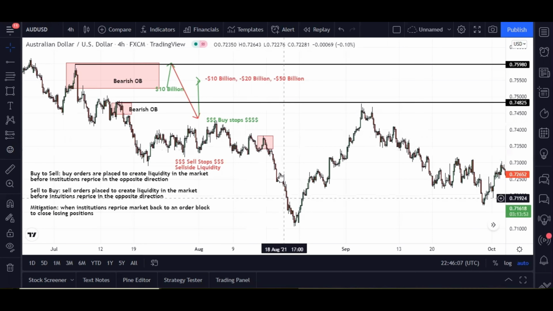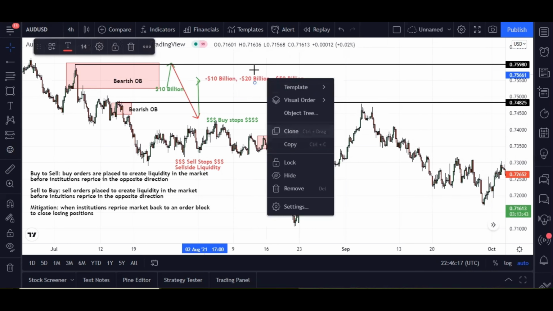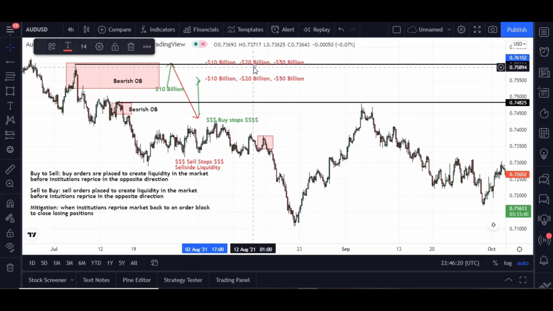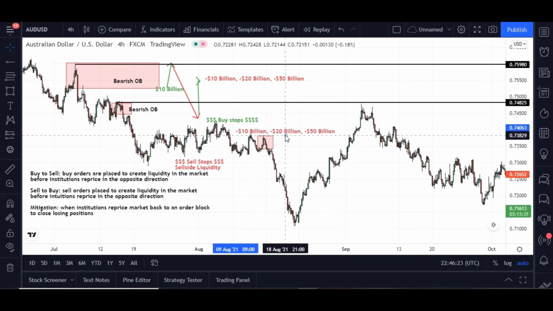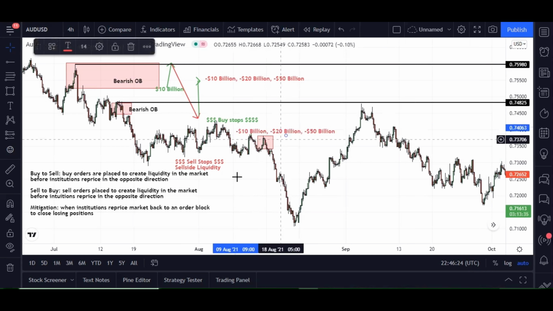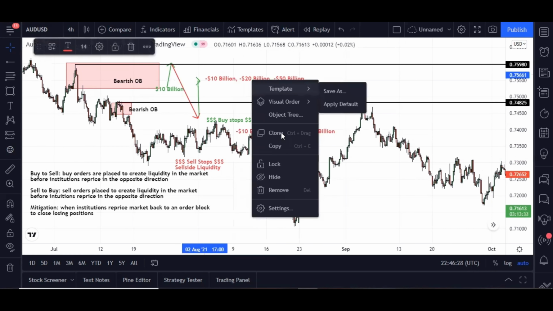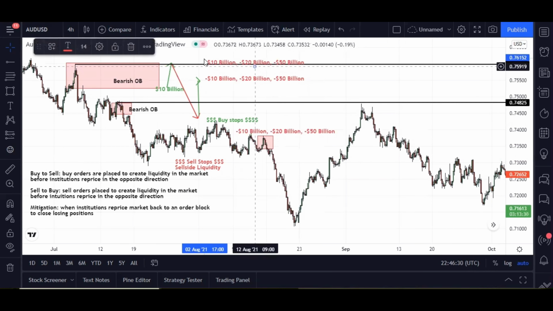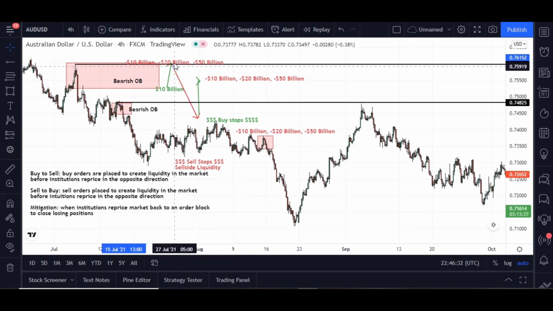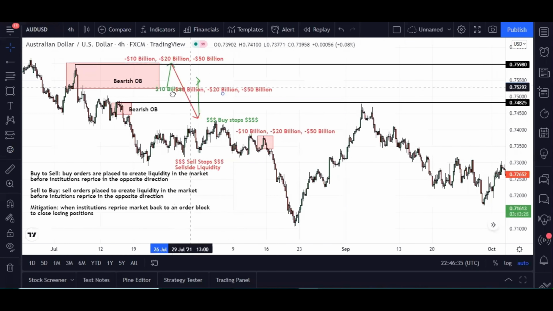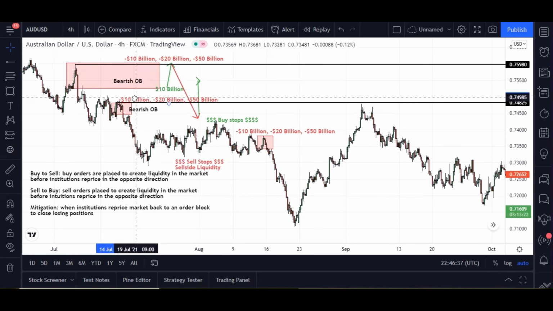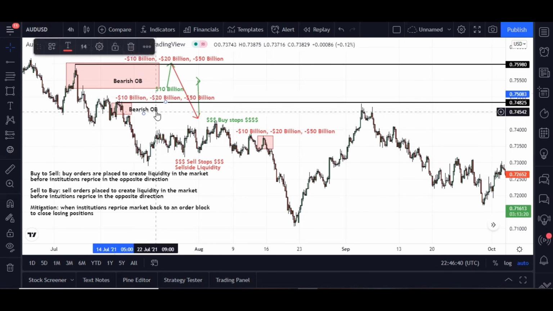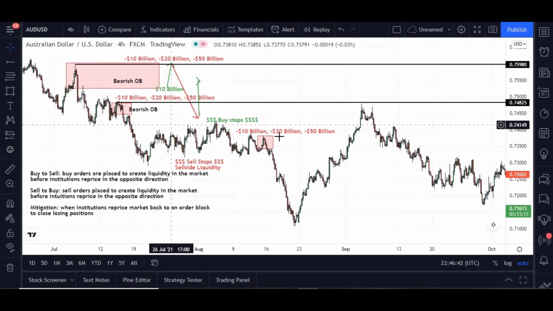and price to aggressively trade away, creating an imbalance. So here we have an imbalance here, right? Again, they have entered buy positions, and now the banks are negative 10 billion, negative 20 billion, negative 50 billion here, right? The same here. So this bearish order block, this bearish order block, and the banks are going to be looking to close out these losing positions.